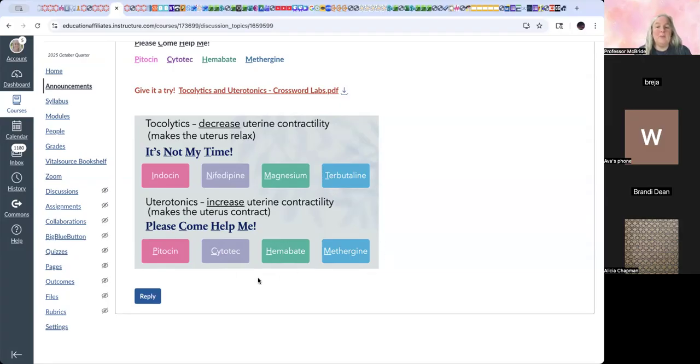Okay. If our patient is in preterm labor, we use the acronym "It's Not My Time" because we don't want the baby to come yet. And these are the medicines that help the uterus relax: Indocin, nifedipine, magnesium sulfate, terbutaline. So these are the 4 that squeeze. These are the 4 that relax. Okay, so for my postpartum patient that's bleeding, these are our 4.